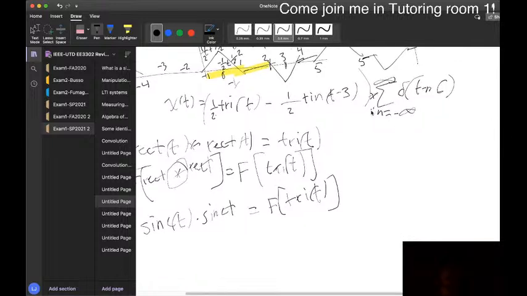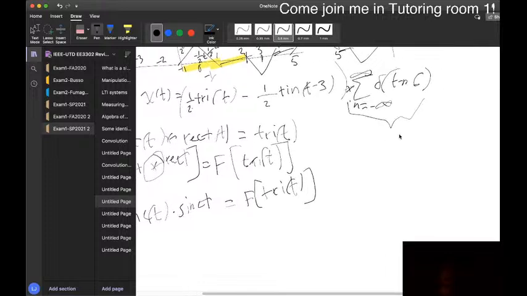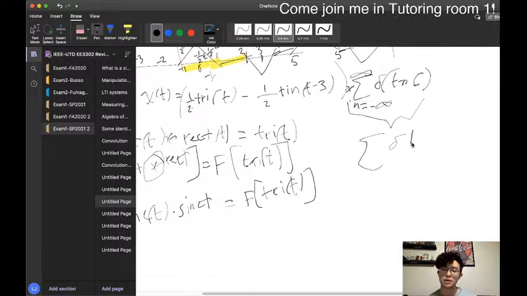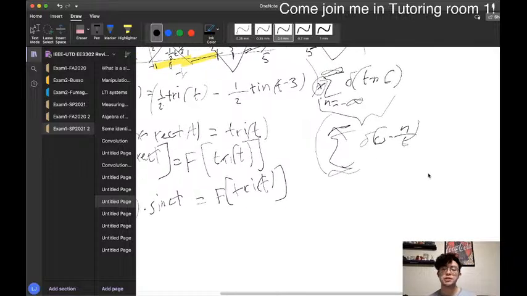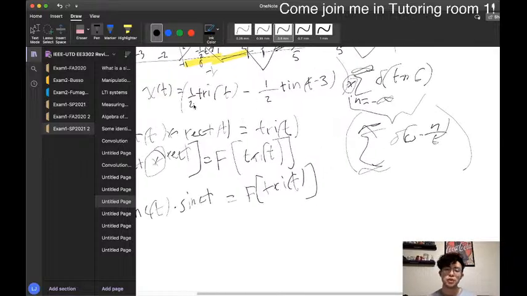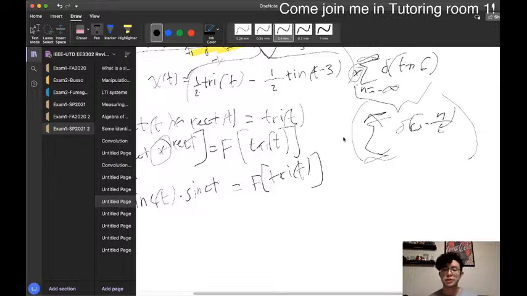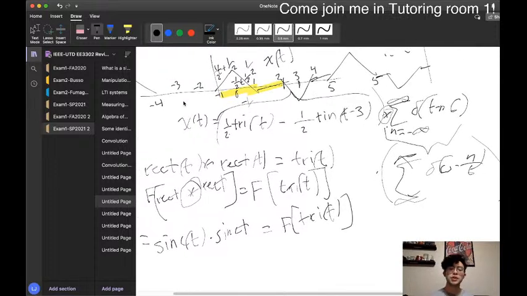Remember that the Fourier transform of this one is also just a sum of deltas, t minus n times 1/6. Wait, this is omega. So we just take the Fourier transform there. And then remember that convolution in the time domain is multiplication in the frequency domain. So we multiply this times the Fourier transform of these two shifted triangles, and that gives us our result.